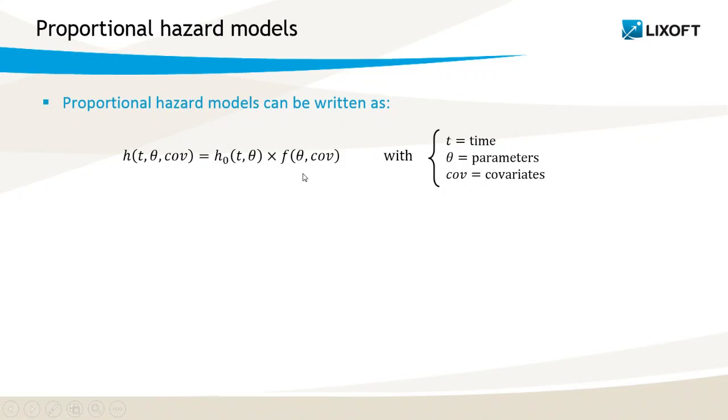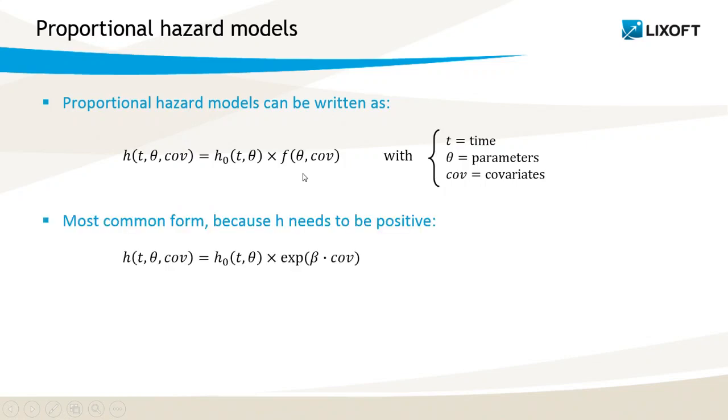Because a hazard must always stay positive, a convenient link function is the exponential, which is positive whatever the covariate value. So the canonical form for the link function is exponential of a parameter beta times the covariate. The form of the hazard equation implies some hypotheses, for instance that the covariate effect does not change over time. If these hypotheses are correct, then the proportional hazard models are very convenient.